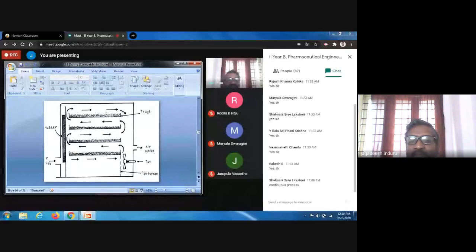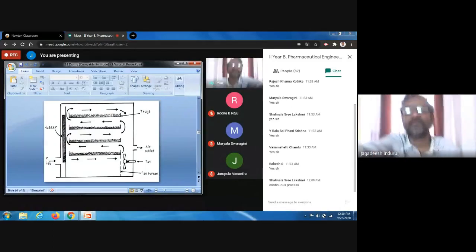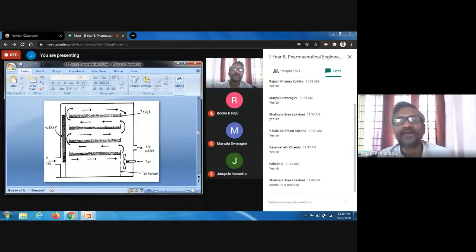But our aim is not supplying of air. Our aim is we want to get our material dried. So our purpose of drying is not the circulation of the air, the air is circulated to make our material dried. It means I am keeping the wet material here and I am getting the material dried.